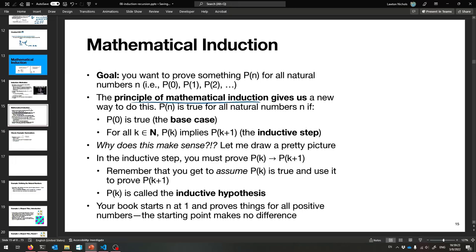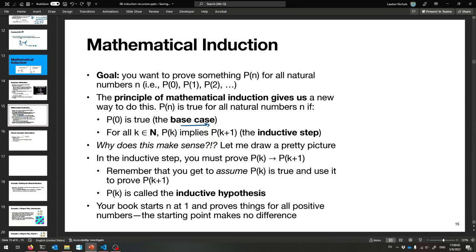The principle of mathematical induction is defined to do this. This is how you do it. P of n is true for all the natural numbers n if P of 0 is true. That's called the base case. Oh, you've heard that term before. And you need both of these at the same time. P of 0 must be true. And then for all k in the natural numbers, for every natural number k, P of k implies P of k plus 1. So starting at P of k, you can get, via the implication, P of k plus 1. You can use this previous proof to prove the next bigger case, okay? So that is mathematical induction.